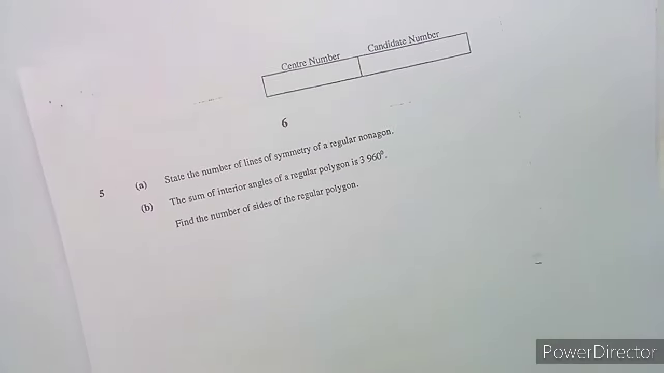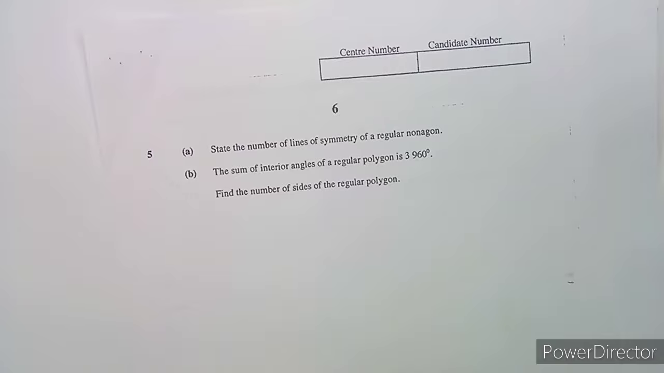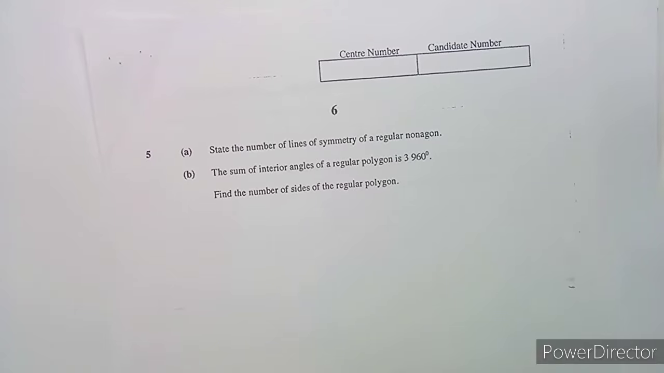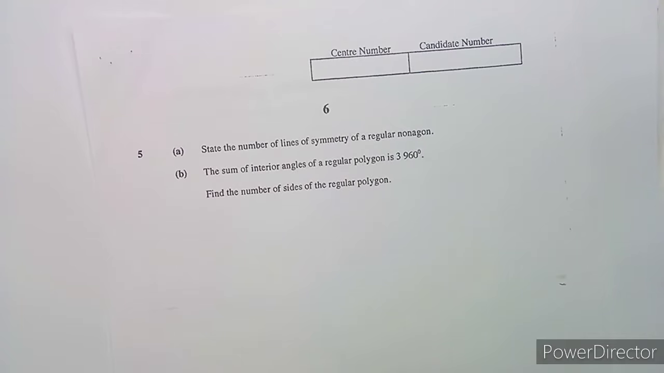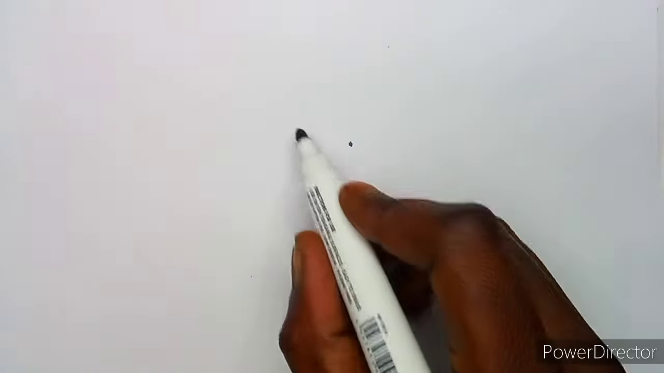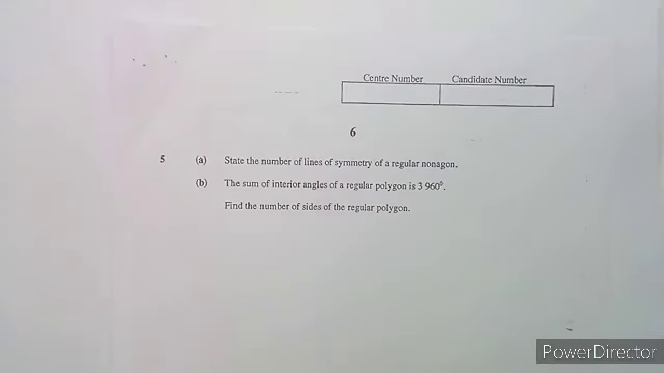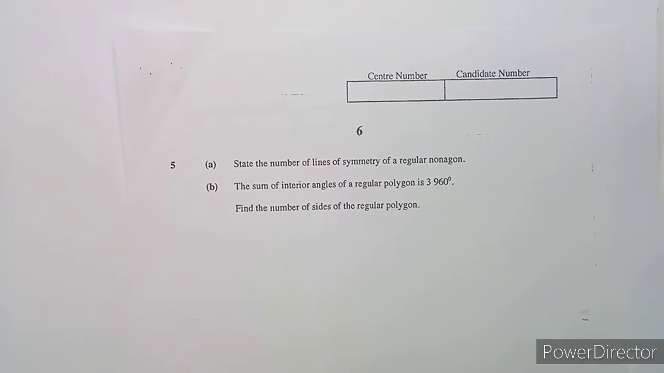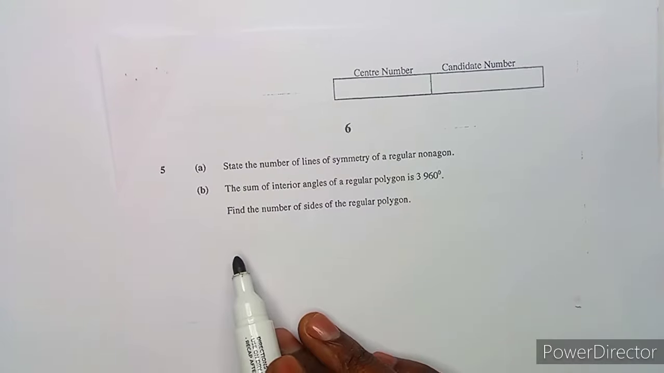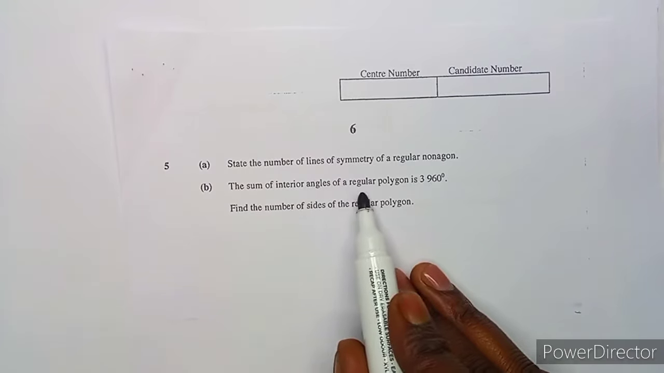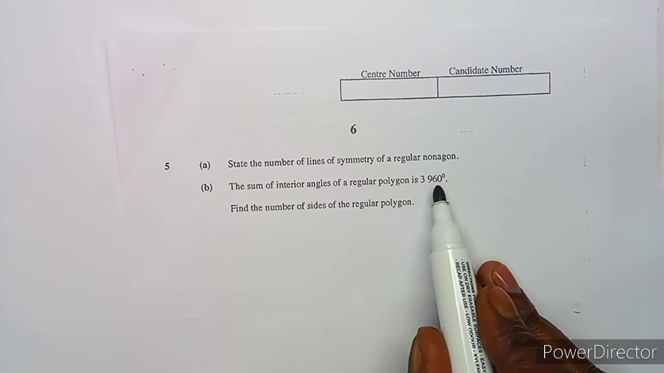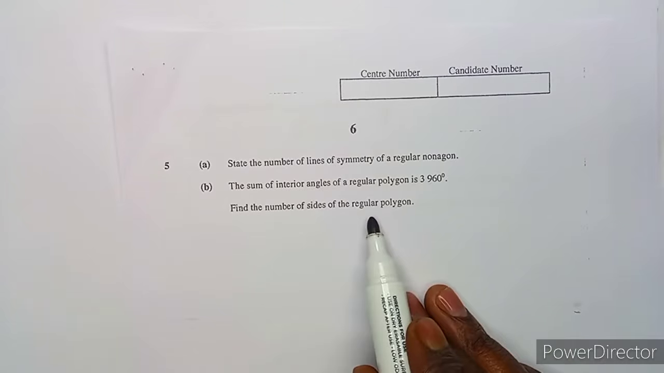On the other part, on 5a, we are given to state the number of lines of symmetry of a regular nonagon. Okay, guys, remember I told you the number of sides represents the number of lines of symmetry and also the order of rotational symmetry, which in this case is 9 because it's a regular polygon. So it's just going to be 9. For all regular polygons, the number of sides is equal to everything that they'll ask you about. On B, the sum of interior angles of a regular polygon is 3,960. Find the number of sides of the polygon.